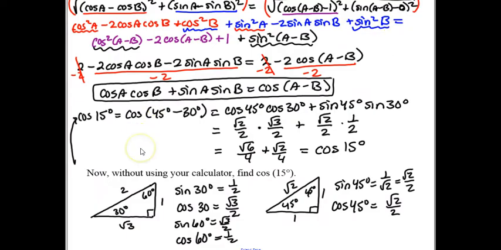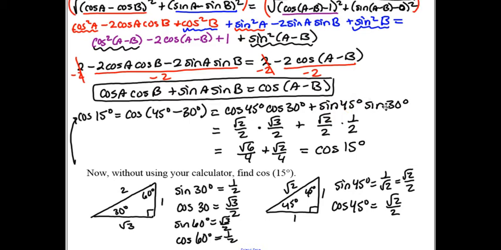Now we're going to return to the problem that we had up above, which is how do I find cosine of 15 using angles that I know that are special angles? Well, I can go back to saying cosine of 15 degrees is cosine of 45 degrees minus 30 degrees. But this is my a minus b. So cosine a minus b is cosine a cosine b plus sine a sine b. So I'm going to write cosine 45 times cosine 30, plus sine 45 times sine of 30.